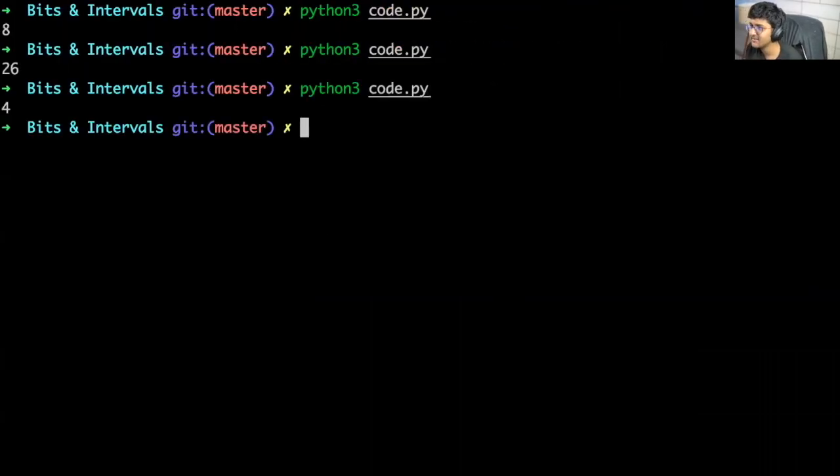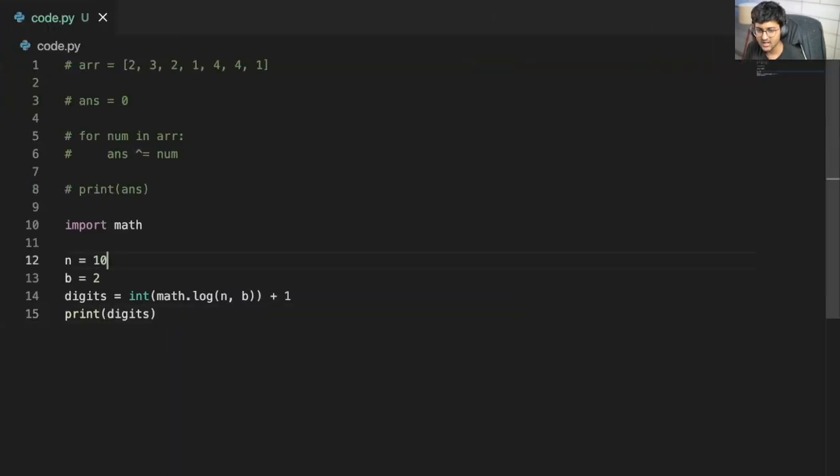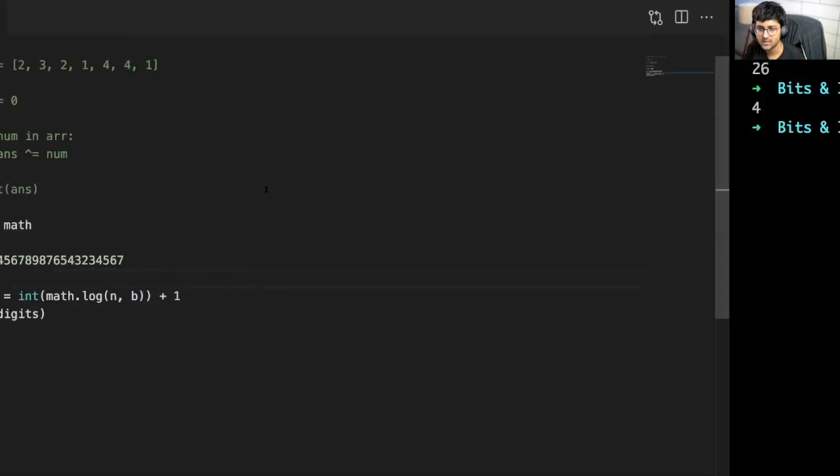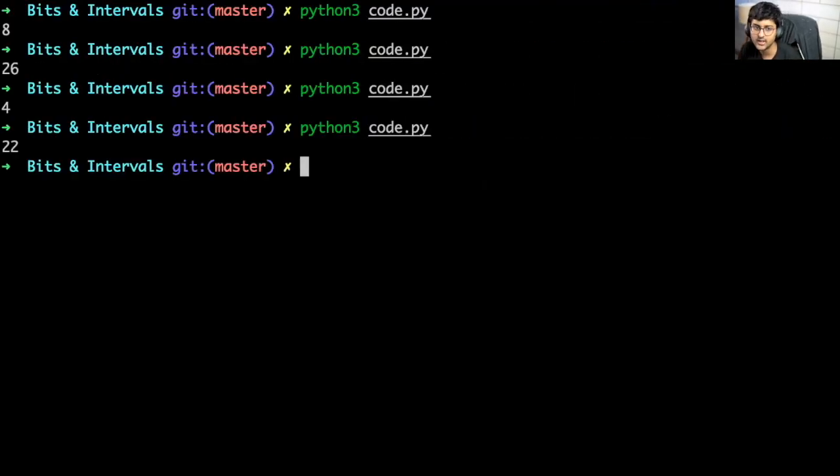How cool is that? Cool stuff, right? If you represent this number in base 8, how many digits would it contain? It's going to contain 22 digits. Nice.